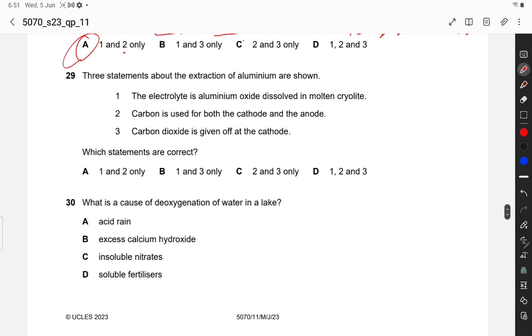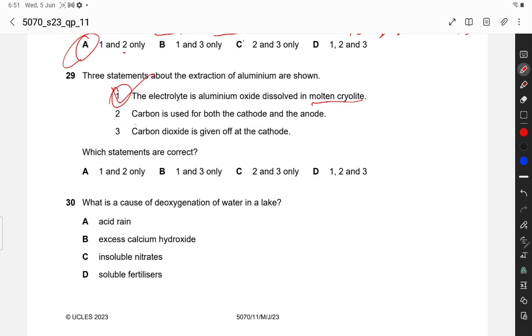Three statements about the extraction of aluminium are shown. The electrolyte is aluminium oxide dissolved in molten cryolite. Yes, because aluminium oxide has a high melting point, to lower the melting point, molten cryolite is used. Or in other words, we can say that aluminium oxide is dissolved in molten cryolite, which acts as a solvent.